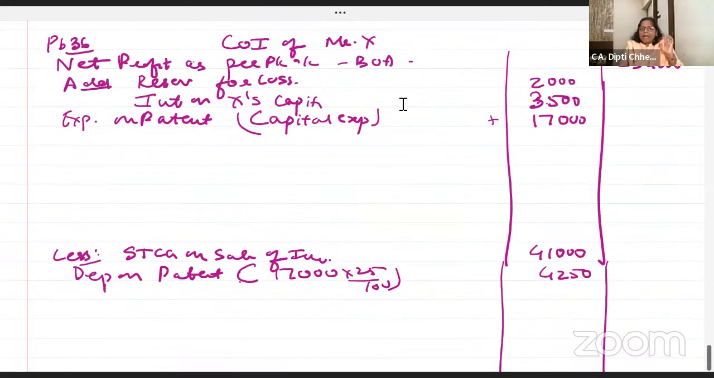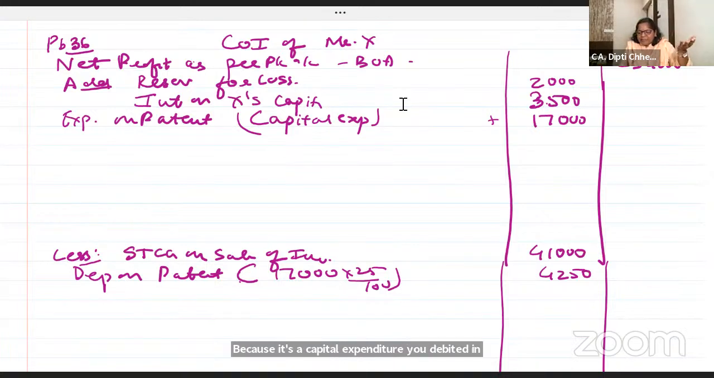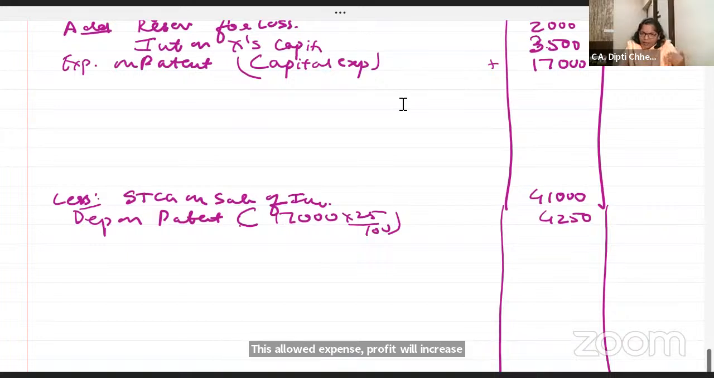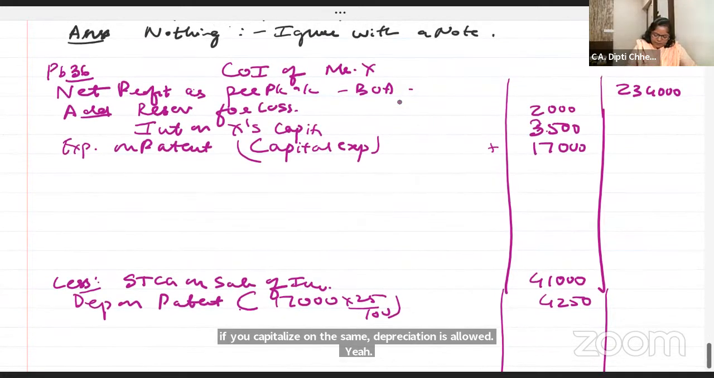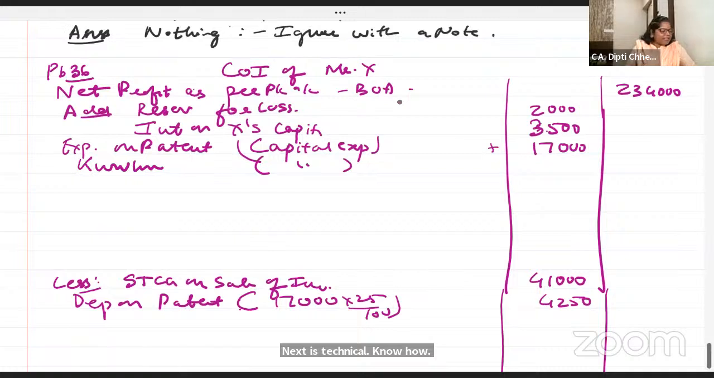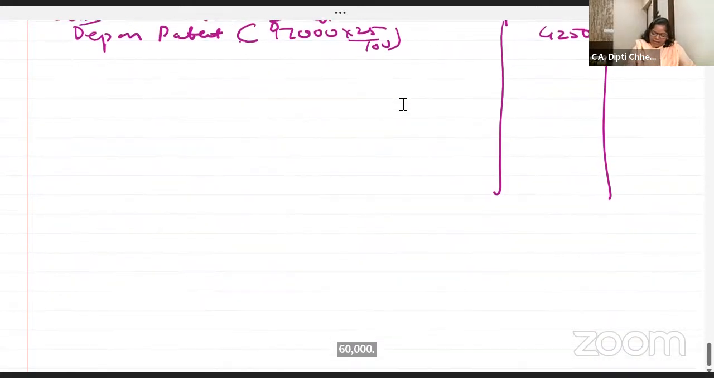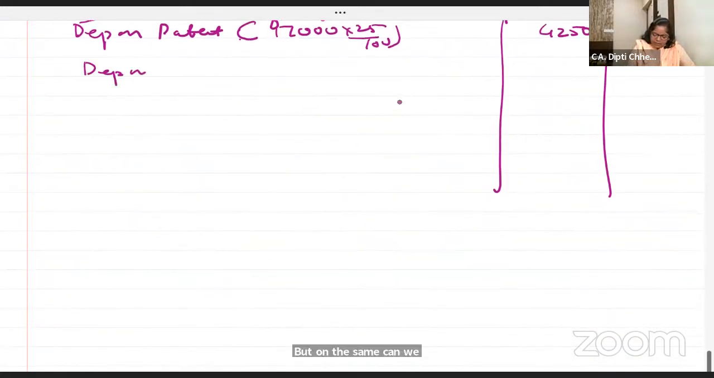Patent, add back, because it's a capital expenditure. You debited in P&L, disallowed. Disallowed expense, profit will increase by 17, add. But if you capitalize the same, depreciation is allowed. Next is technical know-how. Same, it's a capital expenditure. How much? 60,000. But on the same, can we allow depreciation?